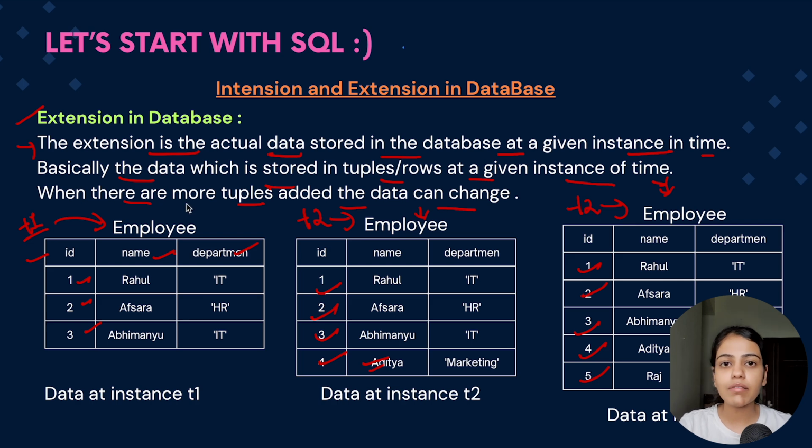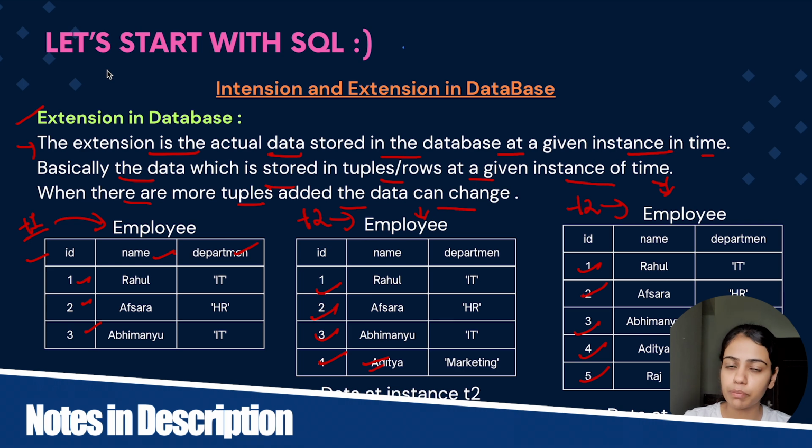So extension in database is not permanent because more employees would be added. There would be some employees who would also be leaving the company. So the extension doesn't remain permanent, but intention is kind of permanent because in that we basically define the table structure or the table definition. So extension is basically the actual data which is stored at a given instance in time. Intention is the table structure, or you can say table blueprint.